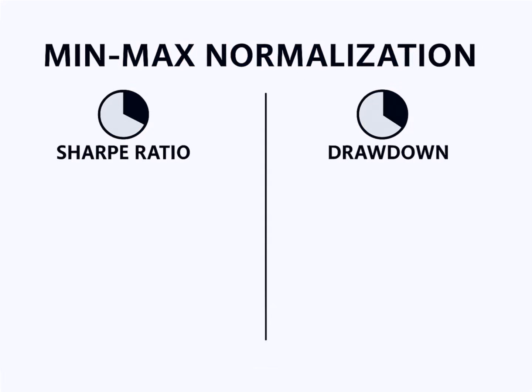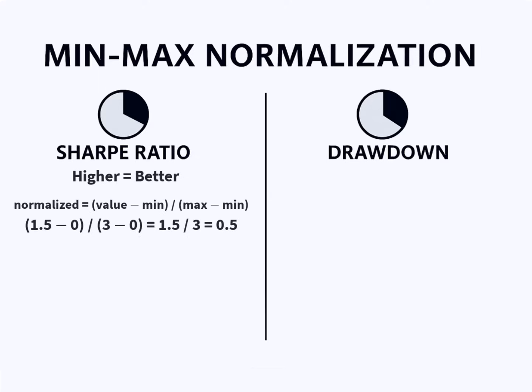The actual calculation it uses is called min-max normalization. For a metric where higher is better, like Sharpe ratio, the formula is this. So let's do that with real numbers. Say that the strategy has a Sharpe of 1.5, and we said that 0 is bad and 3 is excellent. Then we add these numbers to the formula and we get a normalized value of 0.5. So Sharpe 1.5 turns into a normalized score of 0.5 on a 0 to 1 scale.